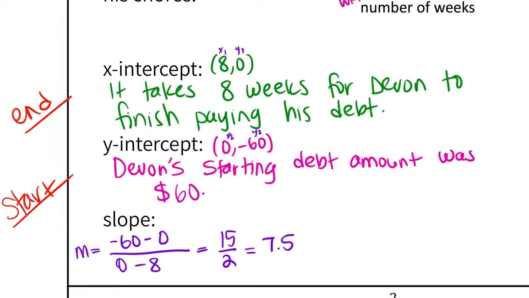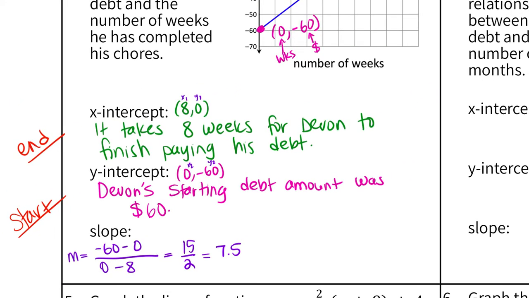So this is a positive number. It means that Devin earns $7.50 every week that he does his chores.